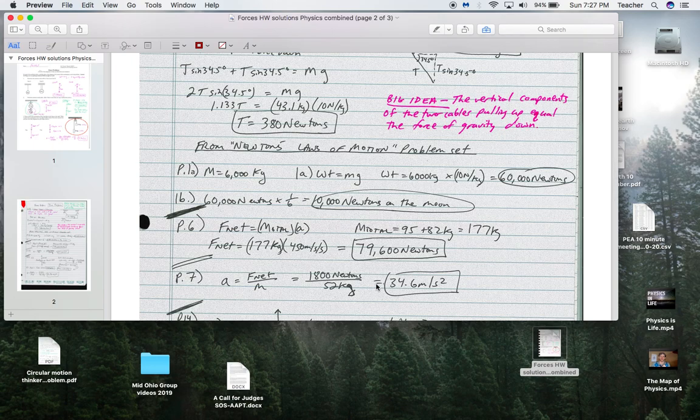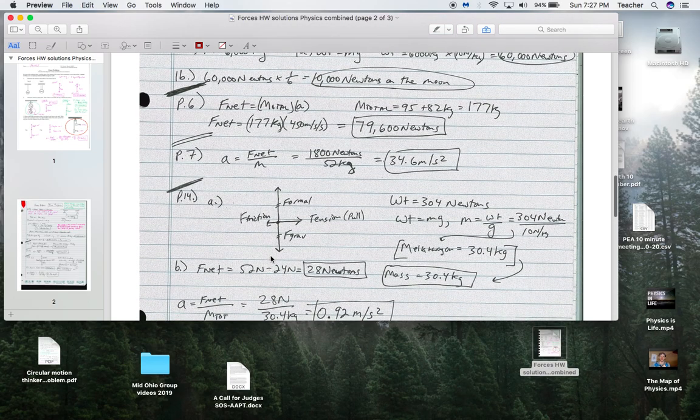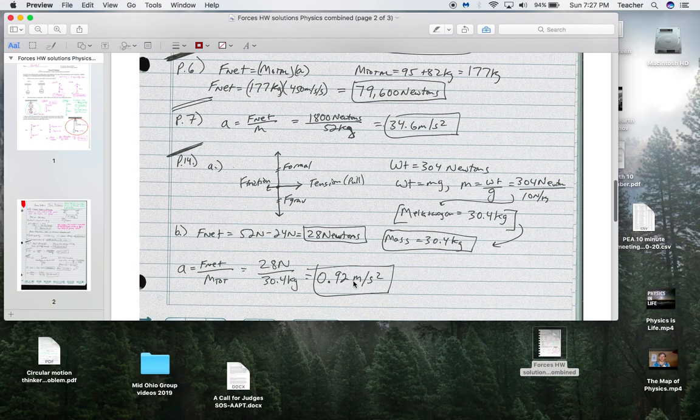For problem 7, we were given a net force and a mass, so we're asked to figure out the acceleration. That's very straightforward. Also, that's a one-step problem. For problem 14, it's a little bit more difficult.